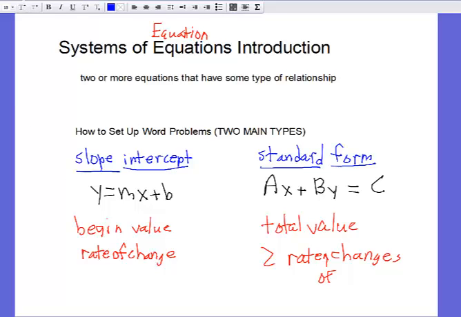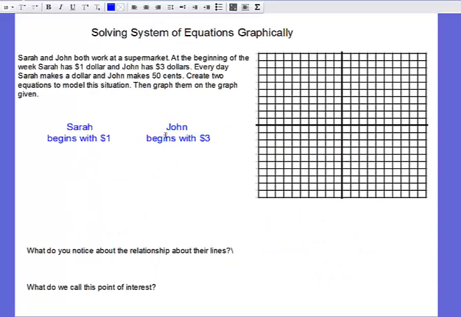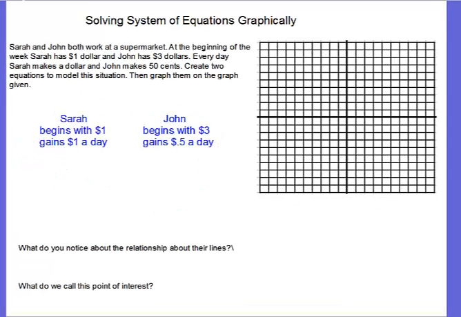Well, we're given a beginning value, so we know that we're going to have to put our equations in slope-intercept form, okay? But now we just have to look at the word problem and find out what the change is. So every day Sarah makes $1, so she gains $1 a day. Then we know John makes 50 cents, so John gains $0.5 a day. All right. We found out their starting values. We found out their rates of change. So now we have to build the equation.